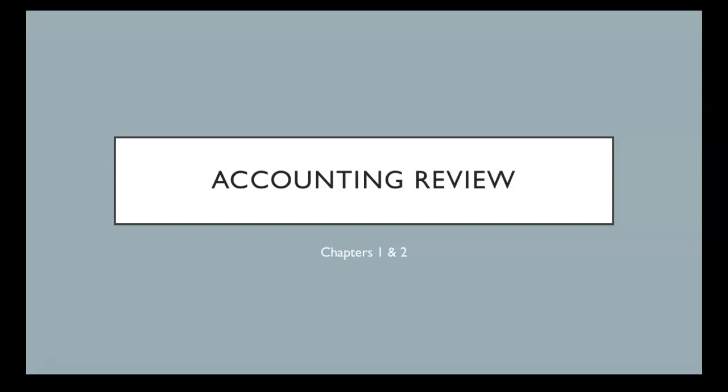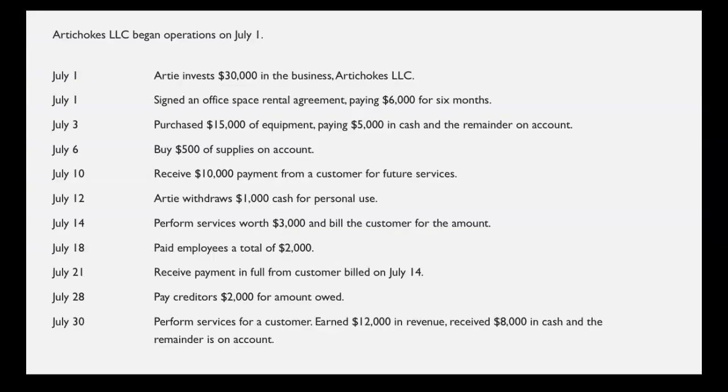So let's work through the chapters 1 and 2 accounting review. What we're going to be doing in this review is taking a look at all of these transactions. We'll be talking about how to journalize these transactions, how to post into T accounts to figure out the balances of accounts, preparing a trial balance, and then preparing our financial statements.